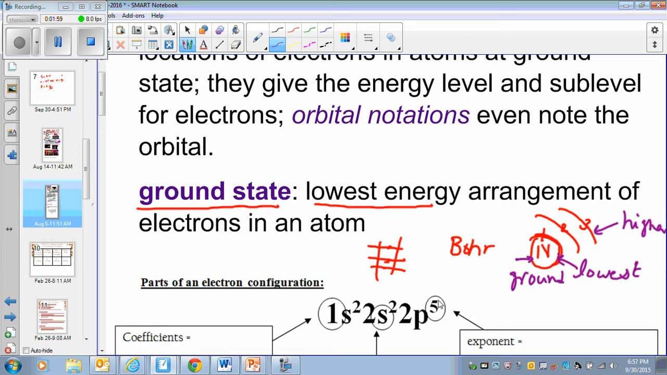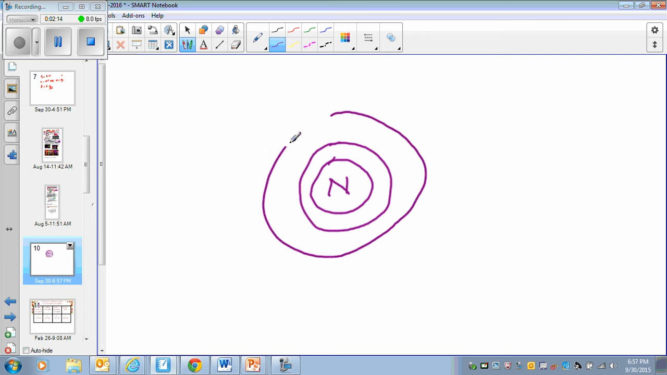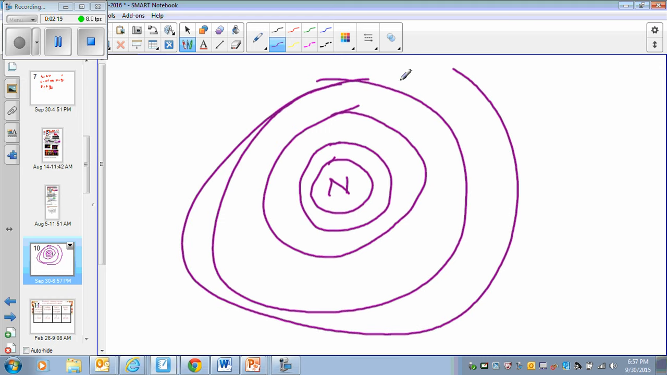So when I write the electronic configuration, you will see it written out like this. But let me explain first of all how things work. So here is the nucleus. Bohr said that the electrons travel in a specific path around the nucleus, and this path is called an orbit. The orbit that is close to the nucleus has less energy, and the orbit that is away from the nucleus has more energy. So this is the lowest energy level, and this is the highest energy level.